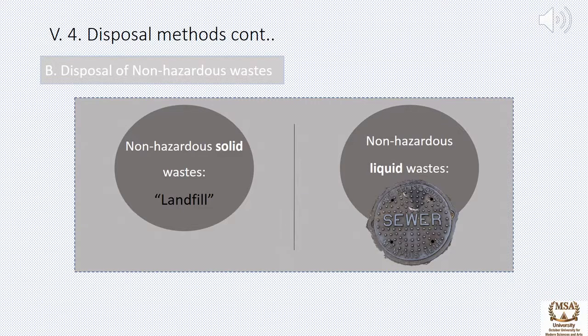Disposal of non-hazardous wastes. There are two types of non-hazardous wastes. Non-hazardous solid wastes, and we can use the landfill disposal method, which I talked about before. And the second type is non-hazardous liquid wastes, and we can use the sewer method. Sewer is a fast-flowing water source that could be used to flush the diluted wastes.